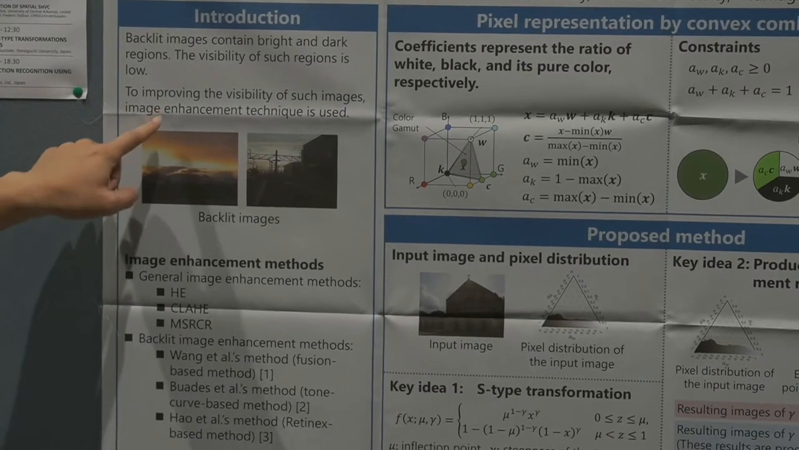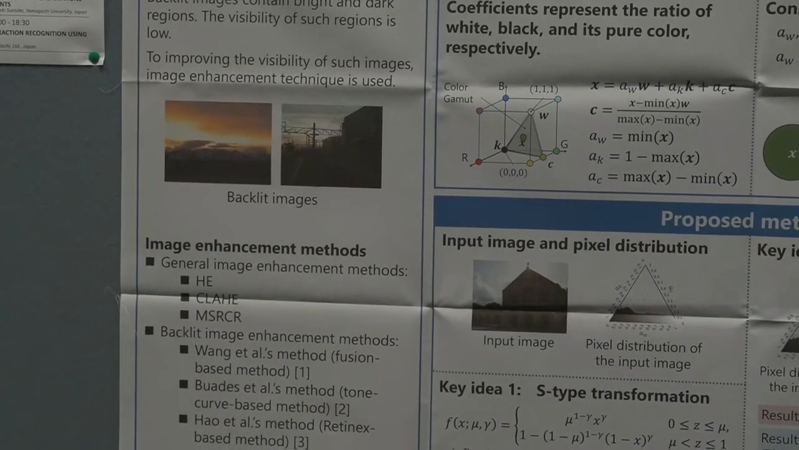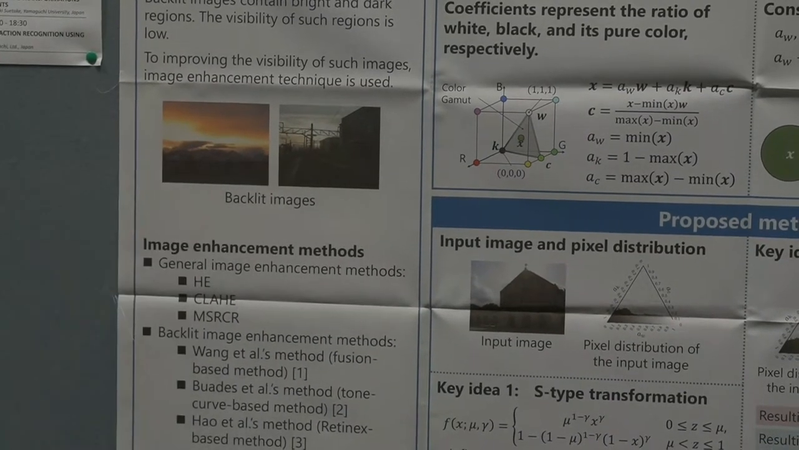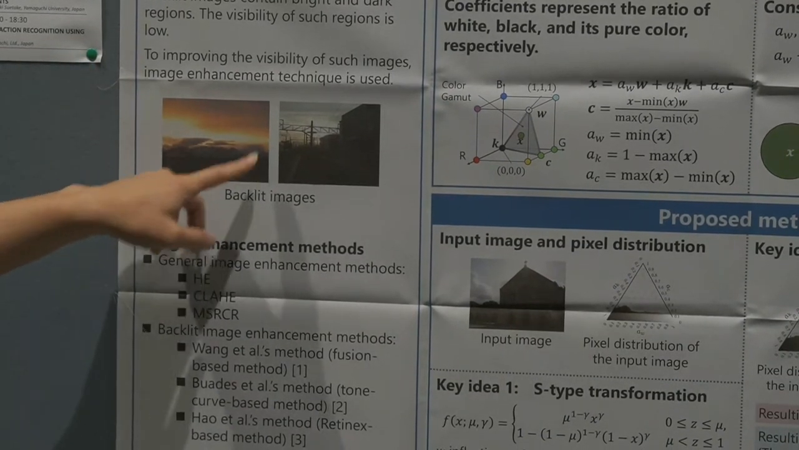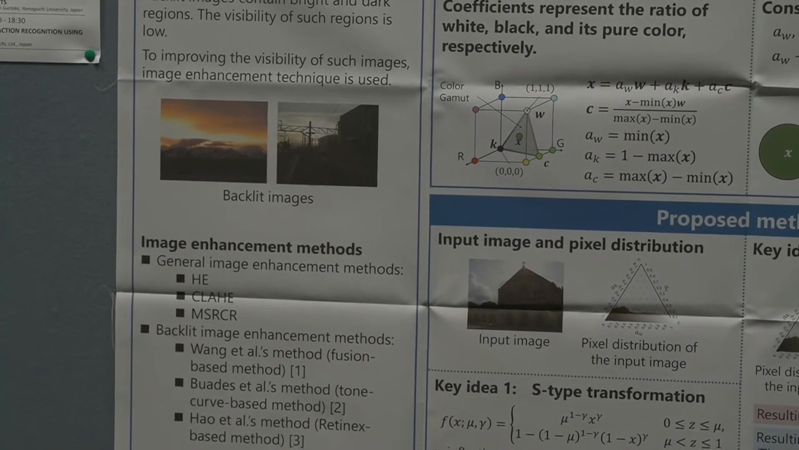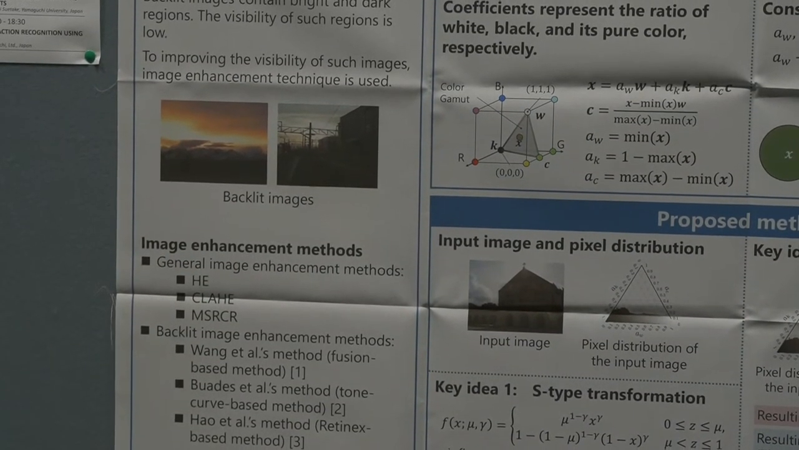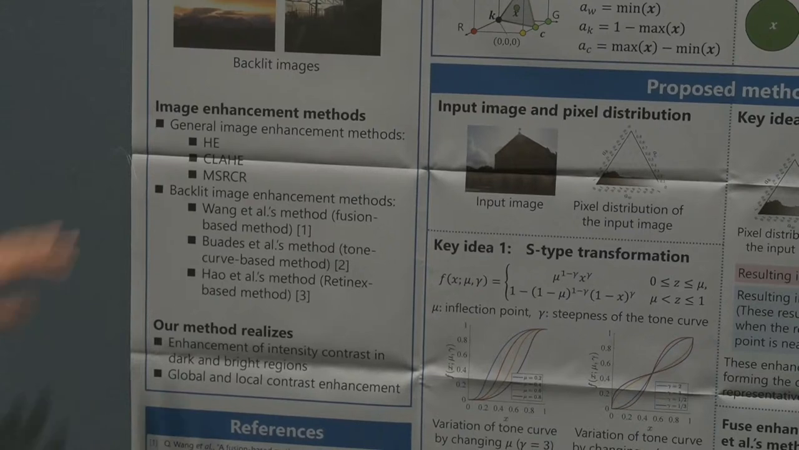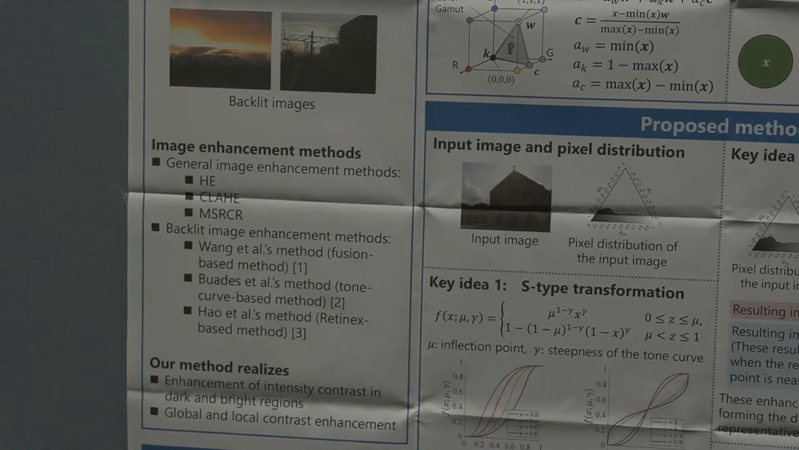Backlit images contain a very bright region and a very dark region. The visibility of such regions is very low. So in this research, improving the visibility of such images is very important. And in our method, we realize the enhancement of these images. Typically, general image enhancement methods are used for these images, and backlit image enhancement methods are used.